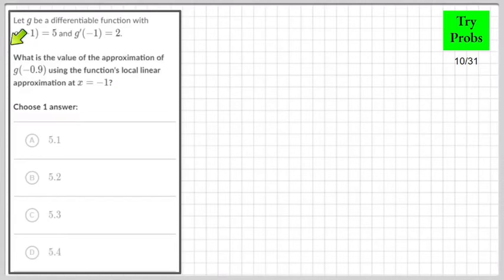They give us a point, which is (-1, 5). They give us a slope, which is, well, I can write m equals 2, or I can say at -1 the slope is 2. And then the problem says, find or estimate the y value at -0.9.